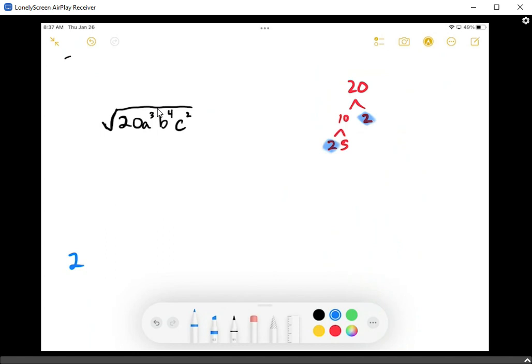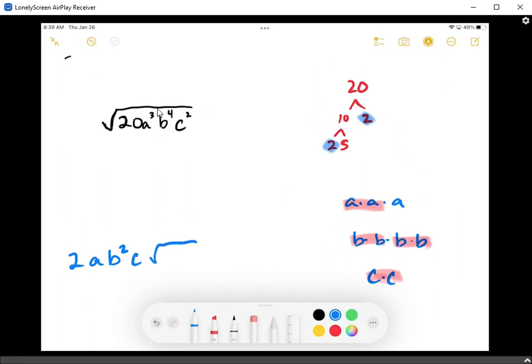A cubed. That's an odd number, so we know we're going to have one left on the inside. It's a times a times a. We've got a cubed, that's one pair that gets taken out. If we've got b to the 4th, we've got 2 pairs right there. So that'll be b squared out in front. And if we've got c squared, that's one pair. That just by itself is one pair. So we'll pull one c out in front of our radical.